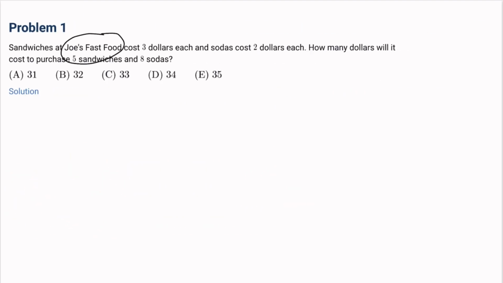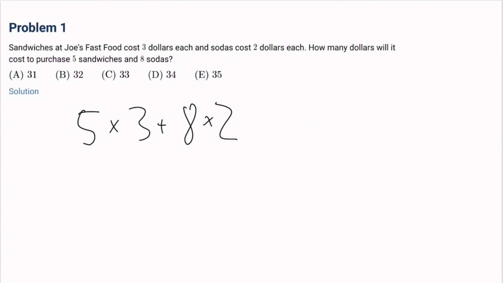Sandwiches at Joe's fast food cost $3 each and sodas cost $2 each. How many dollars will it cost to purchase 5 sandwiches and 8 sodas? Okay, so this is just 5 times 3 plus 8 times 2. That's 15 plus 16, which is 31. So this is the answer.